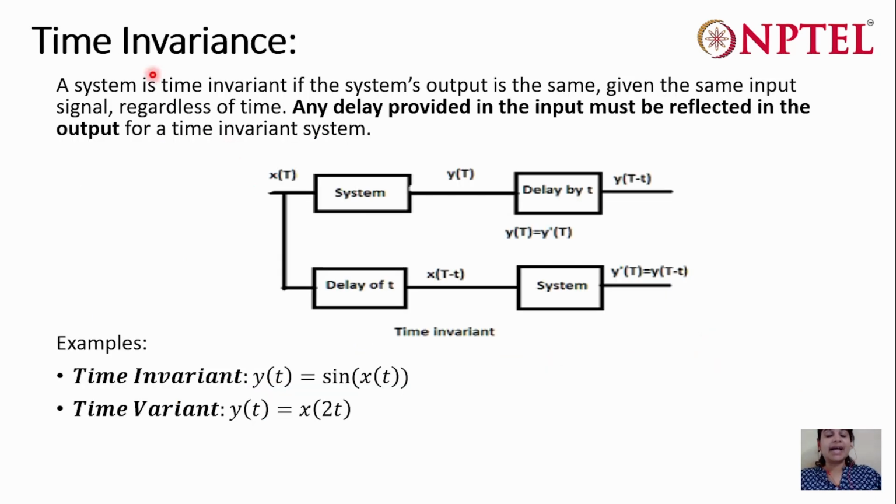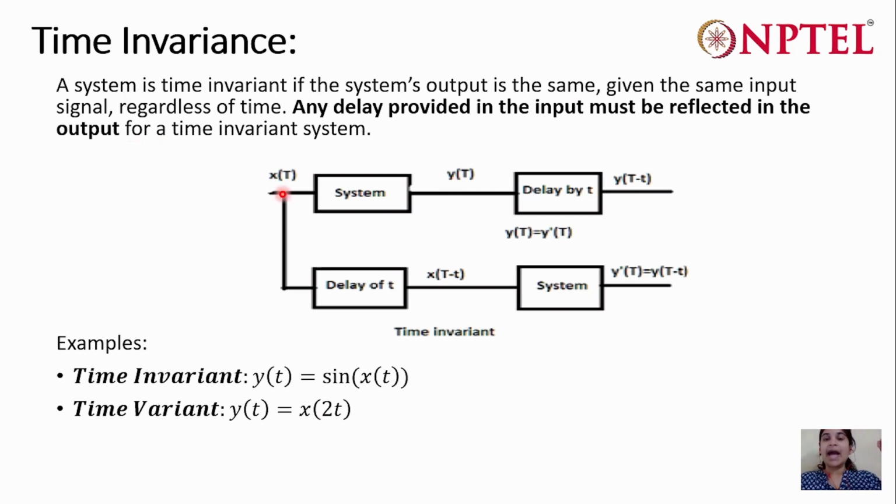Next is time invariance. A system is said to be time invariant if the system's output is the same given the same input signal regardless of time. What does this statement mean? Any delay provided in the input must be reflected in the output for a time invariant system.